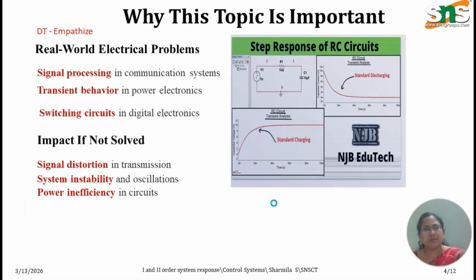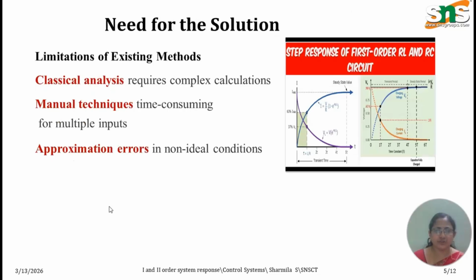Let's move on to the Empathize part of this DT. Why is this topic important? First order system response plays a key role in many real world applications such as signal processing in communication systems, transient behavior in power electronics, and switching circuits in digital electronics. If not properly analyzed, it can lead to signal distortion in transmission, system instability and oscillations, and poor power efficiency in circuits. And we go for the need for this solution.